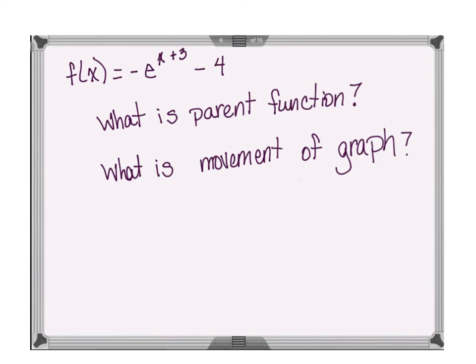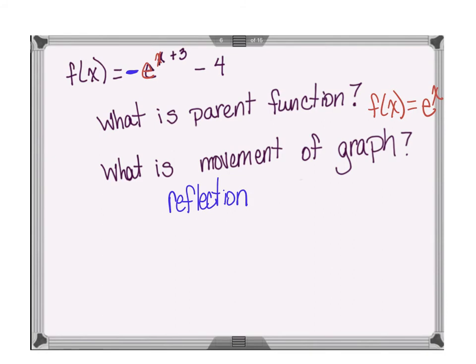Okay. So, our parent function is going to be e to the x power. That's our parent function. F of x equals e to the x power. Now, what is happening here? What does that negative mean? Okay, so it's not with the x, it's away from the x. The negative means there's a reflection.